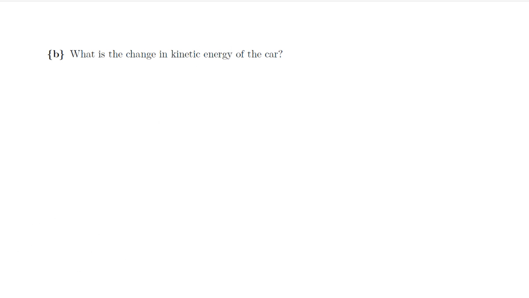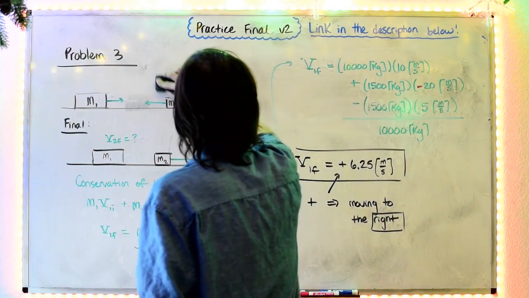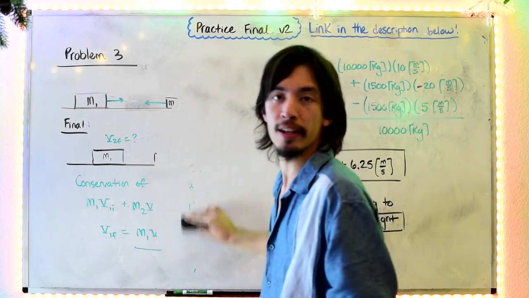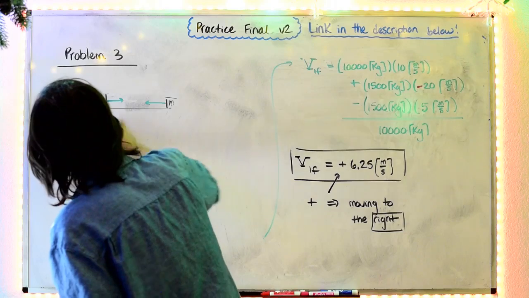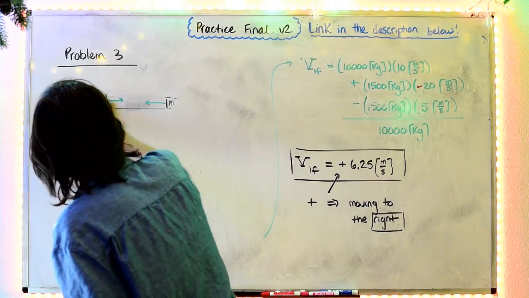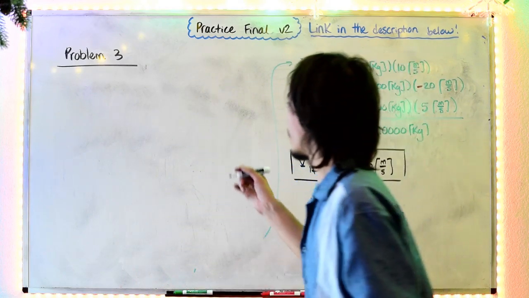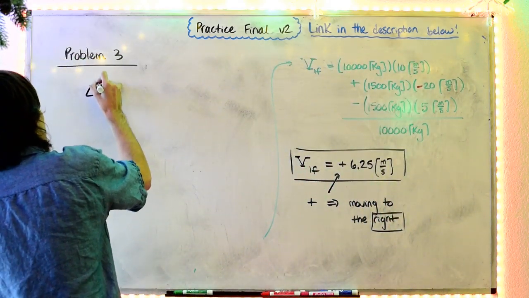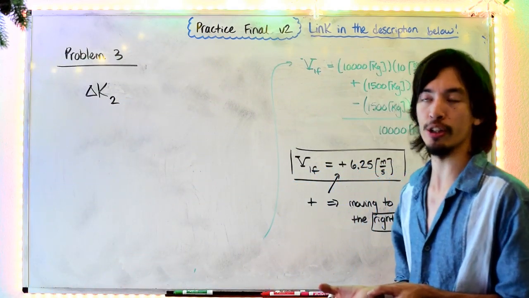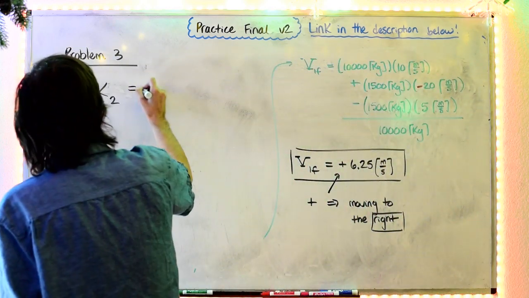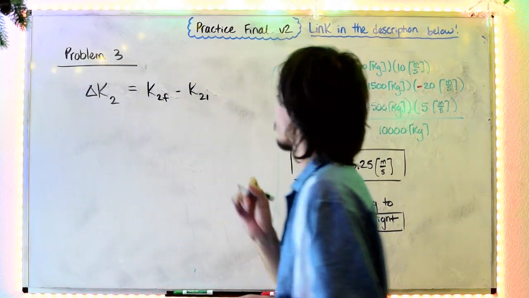So now, to get the change in kinetic energy of the car, all I need to know is, well, change is final minus initial. So I'm going to do the final kinetic energy minus the initial kinetic energy, and that will be the simplest route to take if you can do it. In this case, you can. So the change in kinetic energy of, in this case, we're calling the car 2, object 2, is K2 final minus K2 initial.